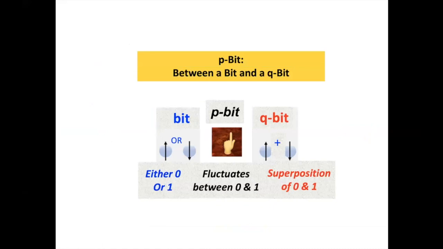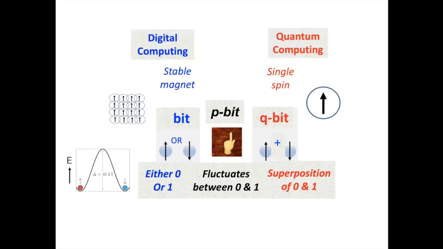Now, this idea of a p-bit is something between a bit and a qubit. A bit, as we all know in digital computing, is the unit of information. It's either 0 or 1. On the other hand, these days we hear a lot about qubits, which are a superposition of 0 and 1. What we have introduced is this concept of a p-bit, which bridges between a bit and a qubit. In the sense that it's classical, just like a bit, but as I'll try to explain, it does have many of the features of a qubit. Not all, but many.